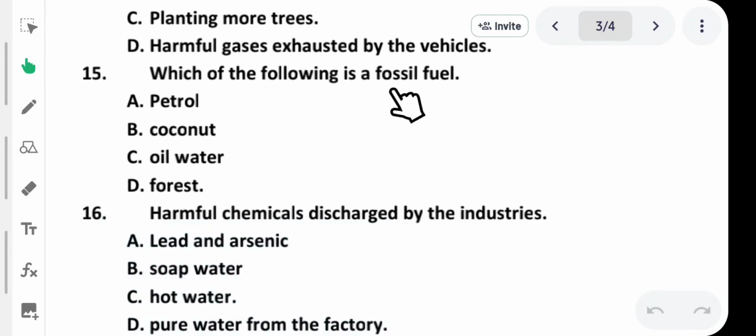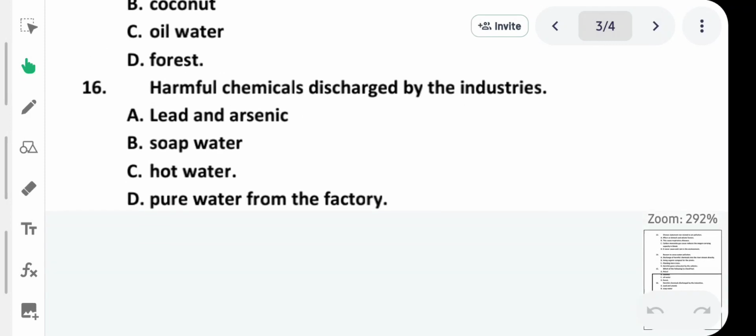Which of the following is a fossil fuel? Petrol, coconut oil, water, and forest. Here the fossil fuel they have asked, so that is option A, petrol.